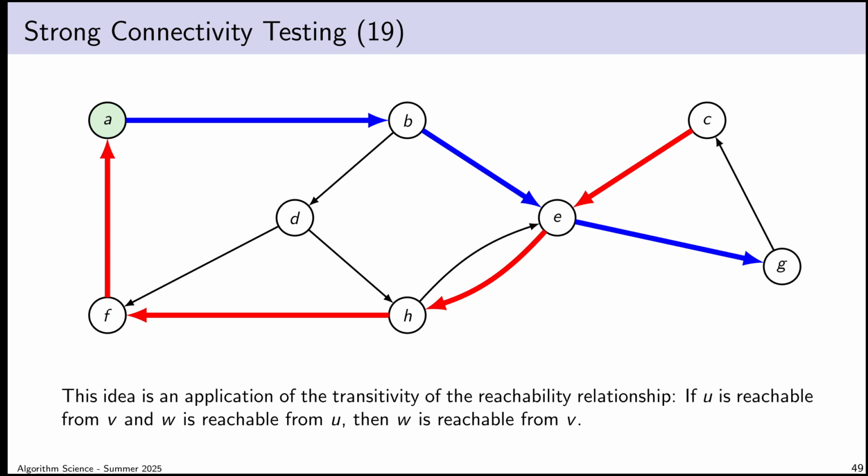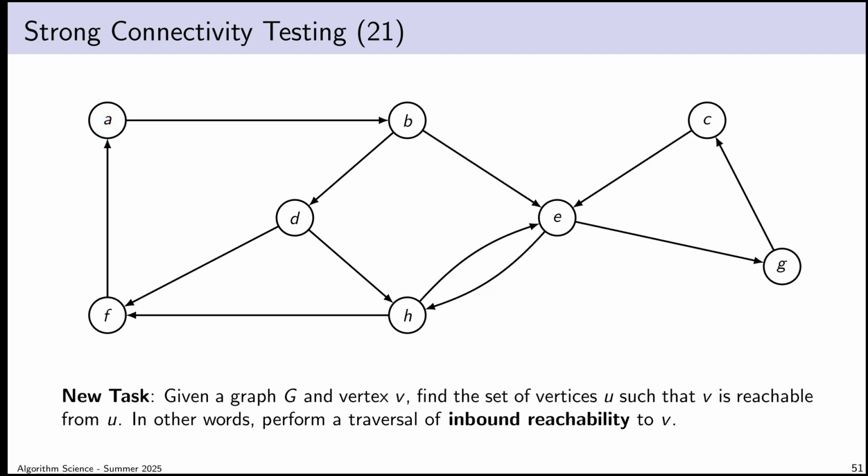Okay, so there's an idea for a strong connectivity test. Test whether I can start at A and reach everything. That part's easy. I just run a traversal rooted at A. But how can I check whether every vertex can reach A, whether I can get from every vertex back to A? And it turns out this is actually an application of the transpose graph. Given some vertex V, I want to find the set of vertices U such that V is reachable from U.